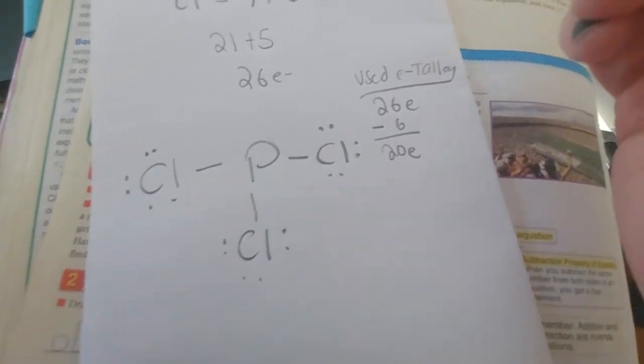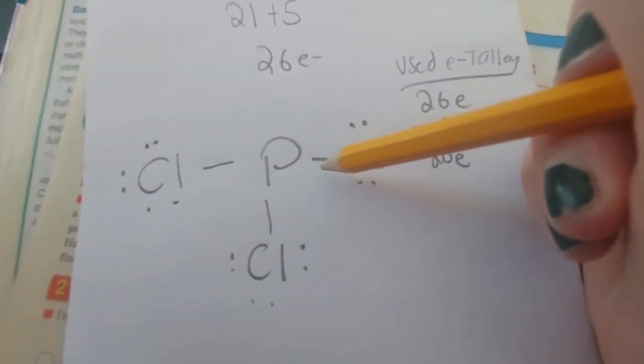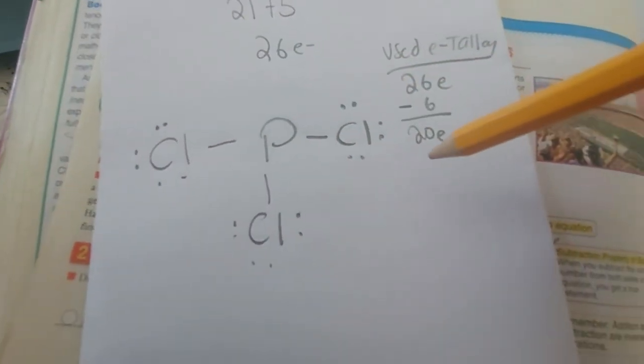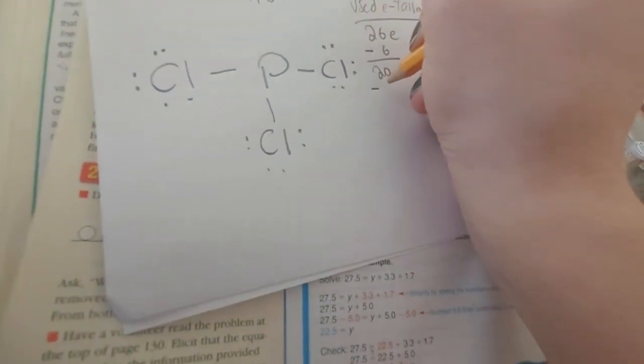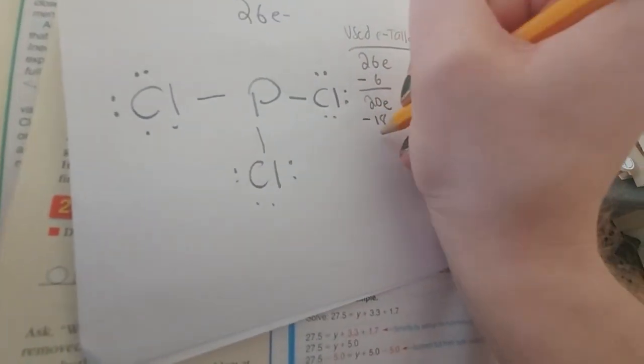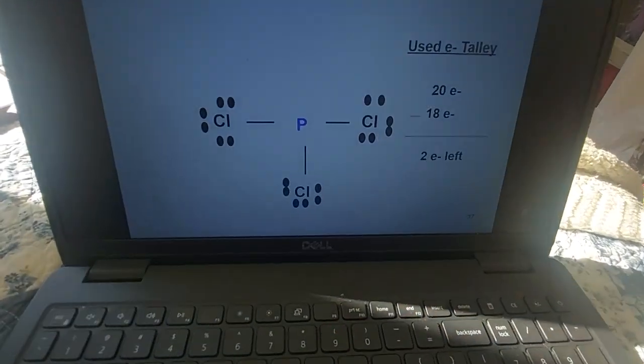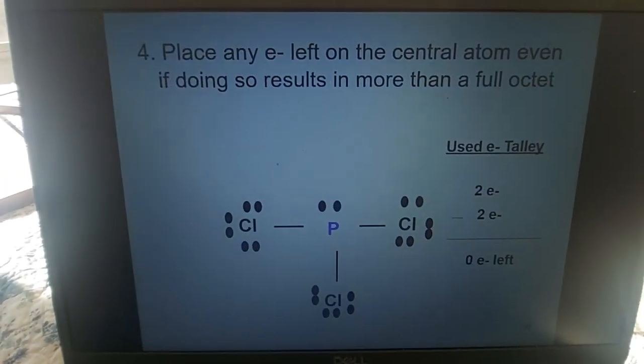All right, now, we've already subtracted the 6 that came from the lines. Now I'm going to subtract the dots I just added. And the amount of dots I just added was 18. Okay, so 20 minus 18, I now have 2 electrons left. All right, so what am I going to do with those last 2 electrons?